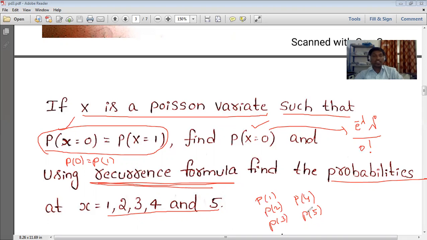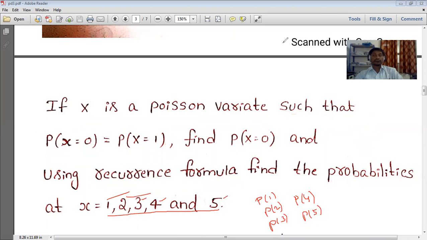Of course, we can calculate directly also. When? If they don't mention recurrence, then we can find all these things by using the formula e power minus lambda, lambda power x by x factorial. By using this, we can calculate all these things. But here they specifically mentioned we have to use recurrence formula and then find the probabilities at different values of x, and those different values are 1, 2, 3, 4 and 5. Okay, so let us see that.